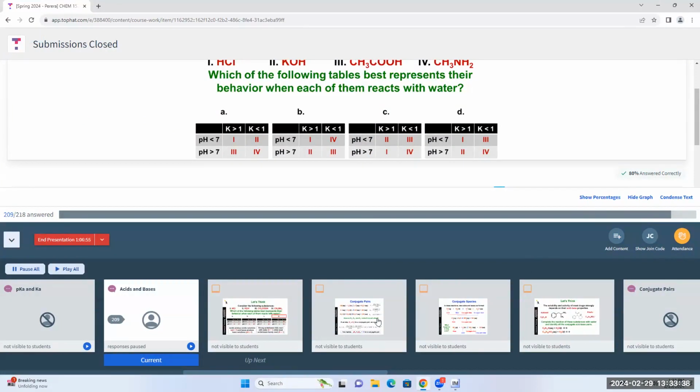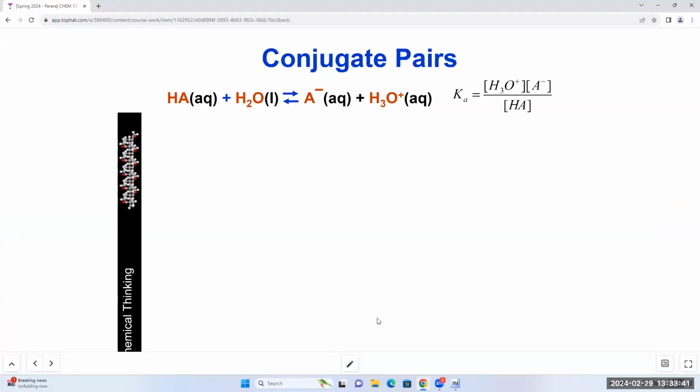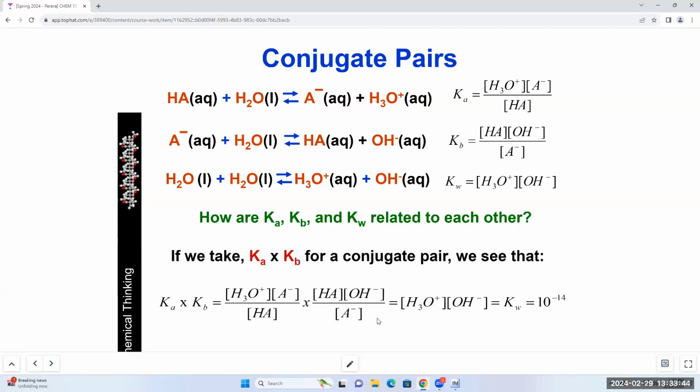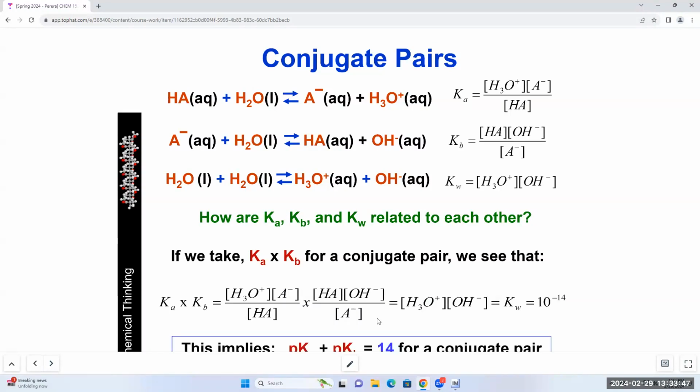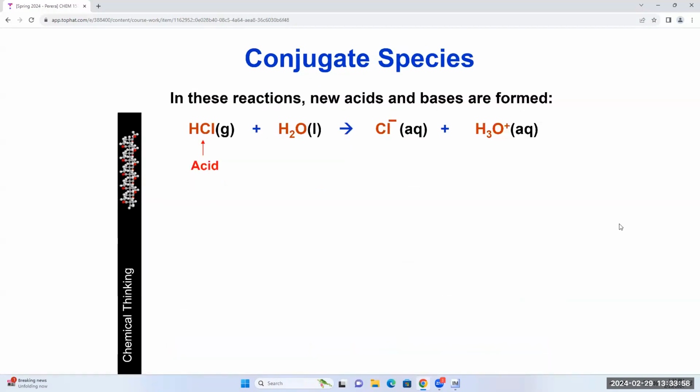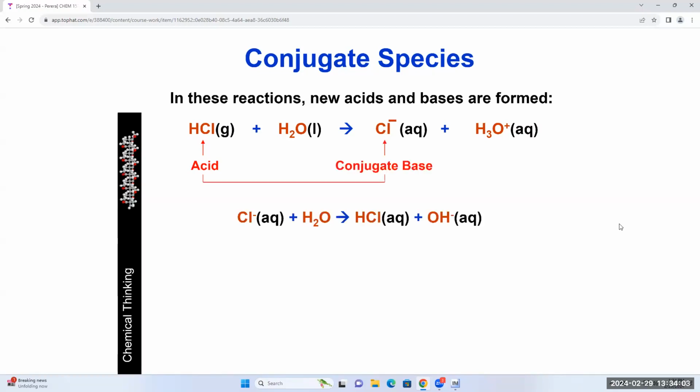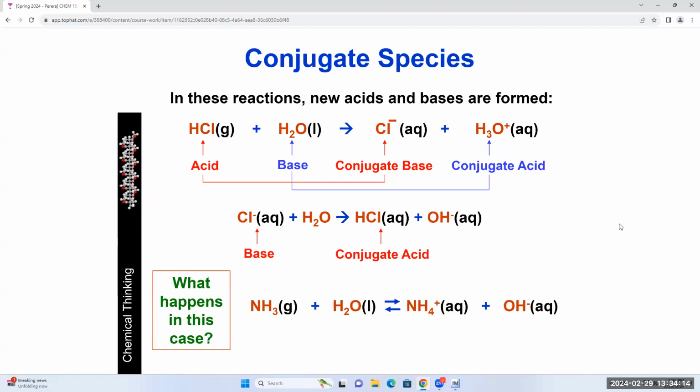So, one more time, this is what we did. We derived this relationship: Ka times Kb is Kw. Therefore, pKa plus pKb is 14, for conjugate pairs. And then we know how to identify conjugate species. For example, HCl is our acid. When it reacts, it's going to produce the conjugate base. And then H2O in this case is the base, and H3O+ is the conjugate acid as well. So we can do the same thing for this as well.